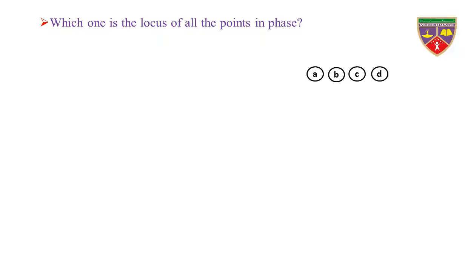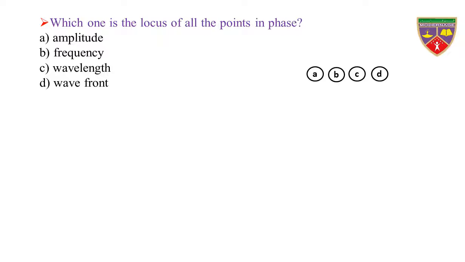Which one is the locus of all the points in phase? Option A, amplitude, option B, frequency, option C, wavelength, option D, wavefront. The key is wavefront. Therefore, the correct option is D.